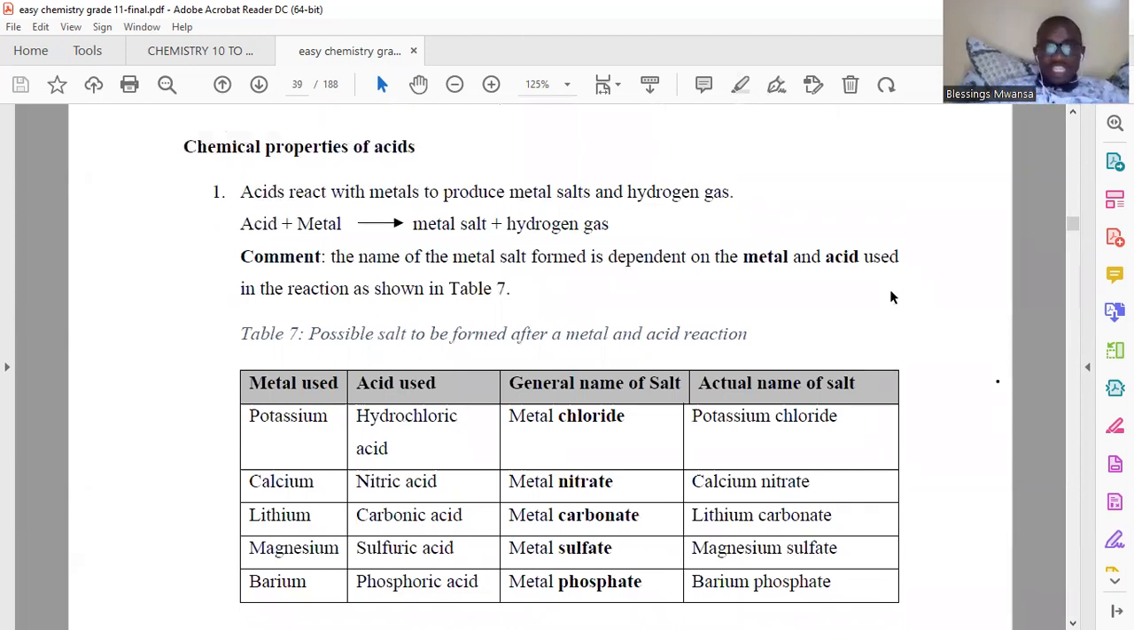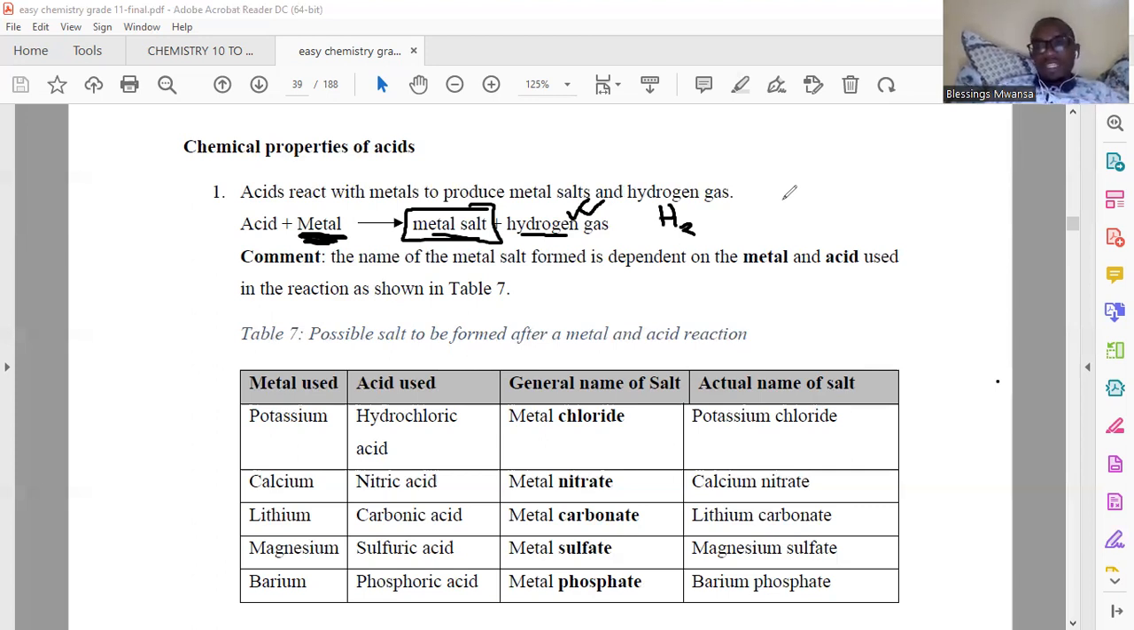So in the first reaction, we're saying when an acid reacts with a metal, there is always a metal salt that is produced and hydrogen gas. But in this video, I will try to be more elaborate on how a salt is produced. This, which we are referring to as a metallic salt. How do we produce this metallic salt? Because I know hydrogen gas is not a big deal. We know it's H2. But what is this that is known as a metallic salt?